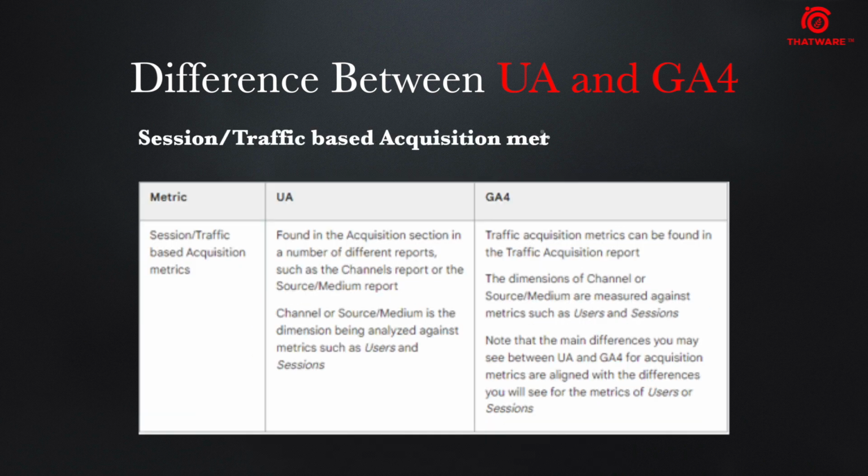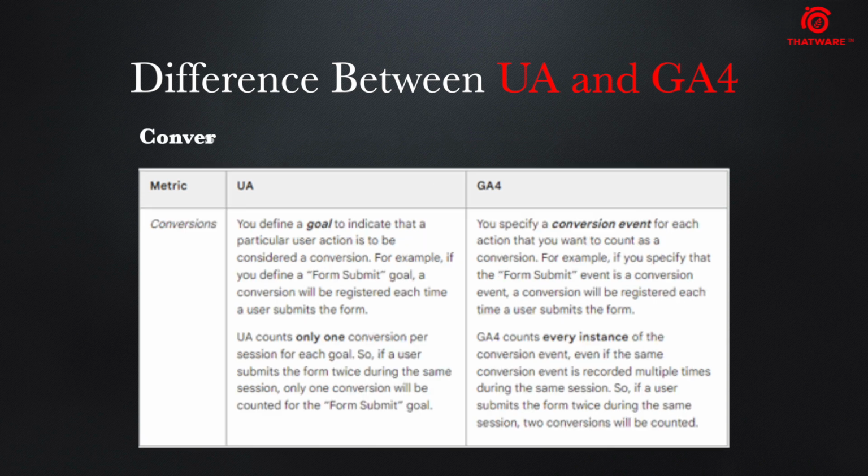Then there is the traffic-based metrics, acquisition. Under Universal Analytics, one needs to go and filter the source and the medium to get the dimension against the users and sessions across multiple channels. But in GA4, one can easily compare the events across multiple places, and they can compare how the events are performing on the same. Then we have the conversions.